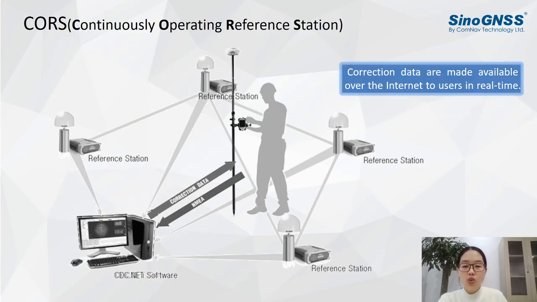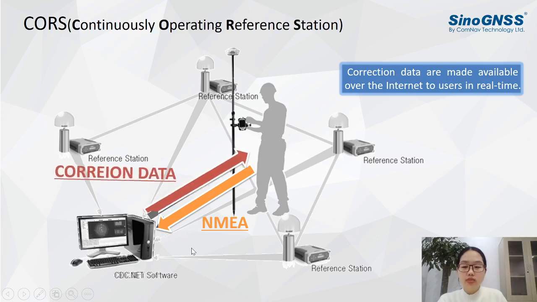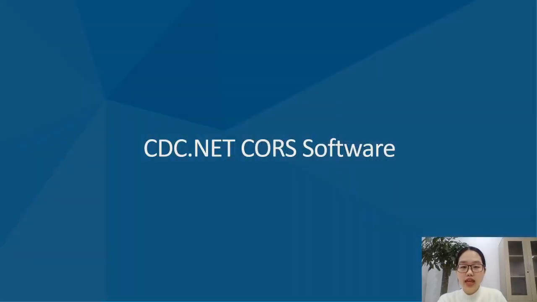And then, when users log in to the service, they transmit their location to the control server, and the CORS software will transmit the correction data based on the positions where the users are. This is the general workflow of how the CORS works. And next we look at our CDCnet software.